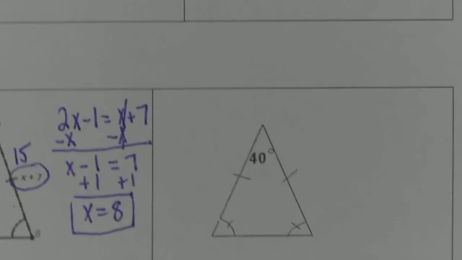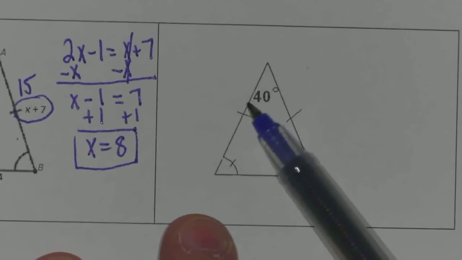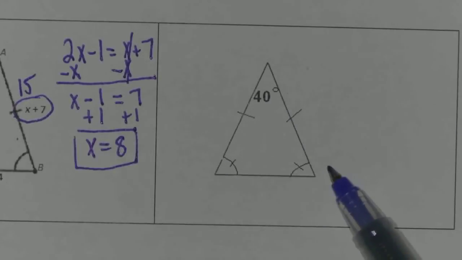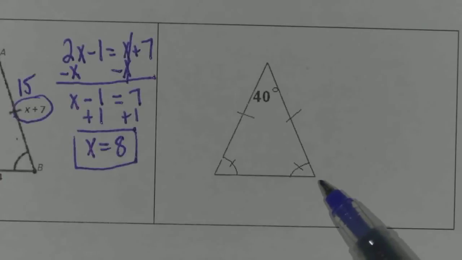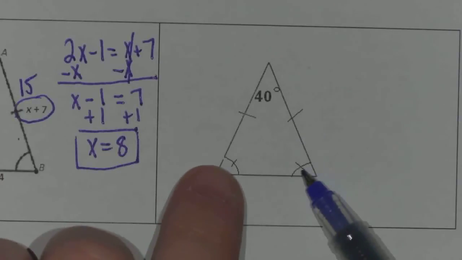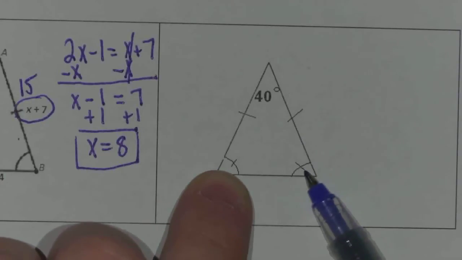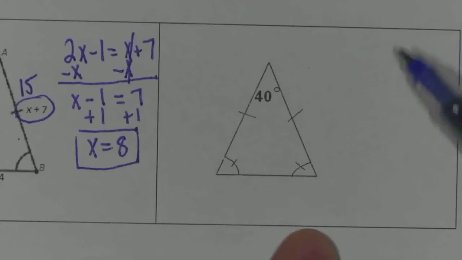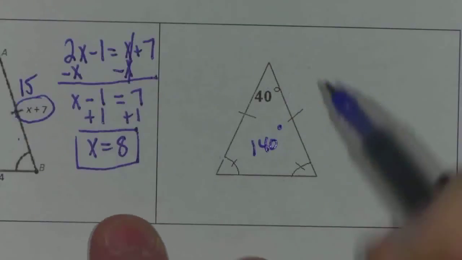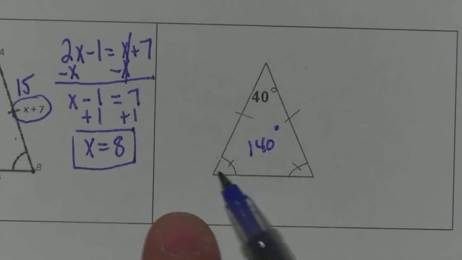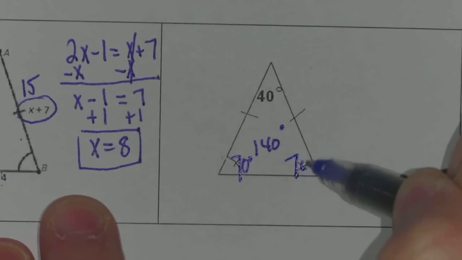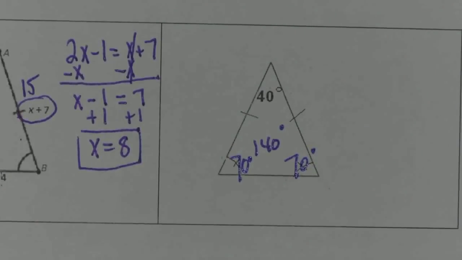All right, last one here. They gave me the 40-degree angle. And I'm assuming they want me to find these other two angles down here, because they didn't give me any information about the sides. So this is an isosceles triangle. What do I know about the base angles of an isosceles triangle? They're the same. So I know all three of them had to add up to 180, which means I have 140 degrees left for this one plus this one. Yep. So this has to be 70, and this has to be 70. Okay.